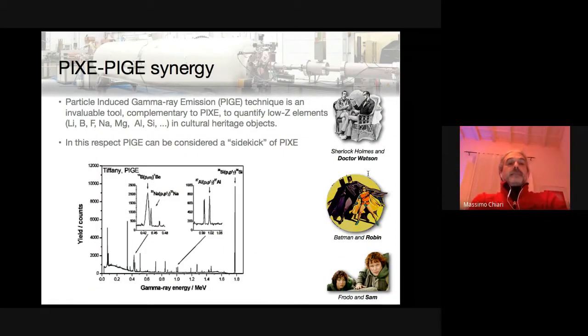As regards PIXE and PIGE synergy, here PIGE is used as a sidekick of PIXE to determine just a small bunch of low Z elements, like, for example, lithium, boron, fluorine, and also sodium, that cannot be detected by PIXE or whose detection can be hindered in some applications. You see here some examples from the literature of a sidekick of other heroes, not so minor with respect to the major hero.